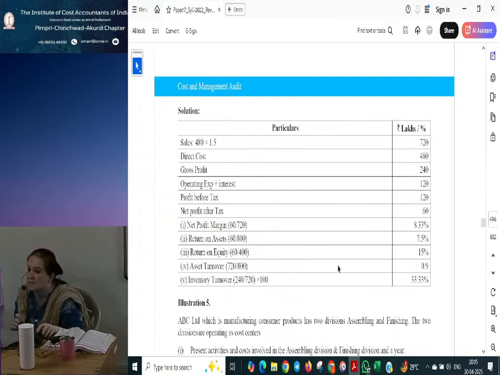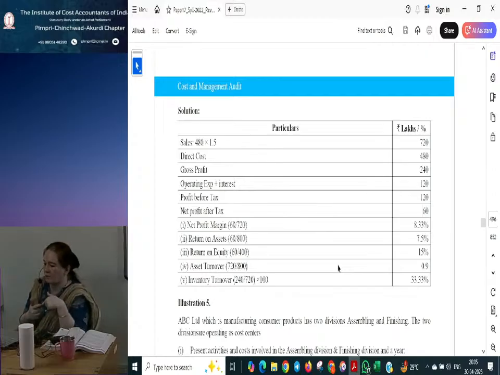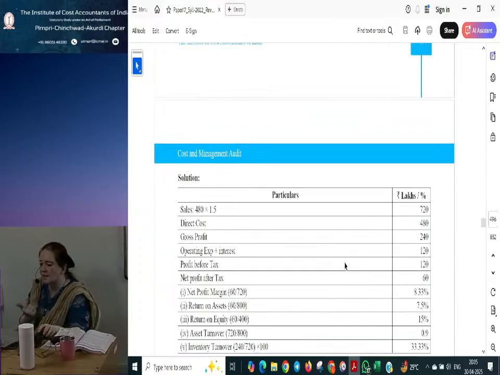Asset turnover. Whenever we talk about turnover ratios, it is going to be sales upon the asset, and it is expressed in times. When we talk about returns, it will be in percentages. Activity ratios, that is the turnover ratios, are all in times. So what is your sales in this case? 720. And what is your asset? It is 800. So 720 by 800.